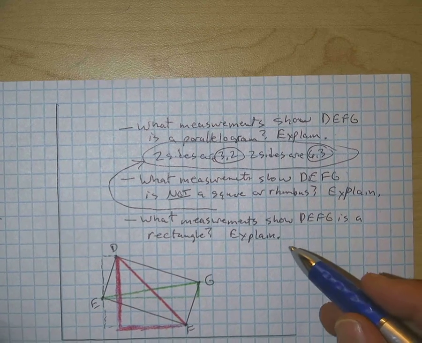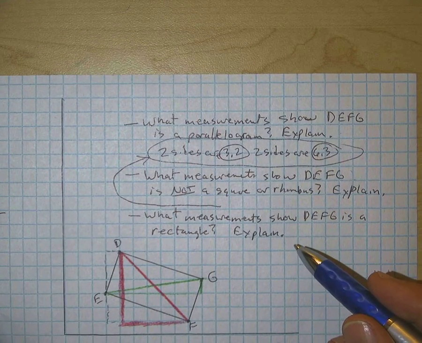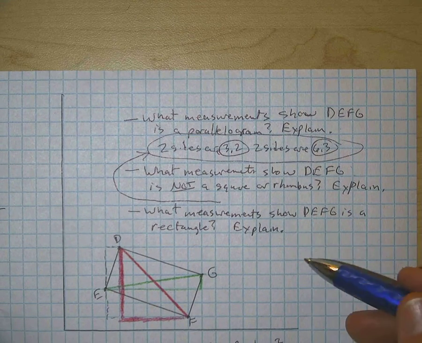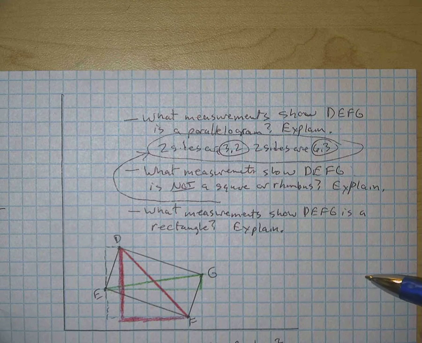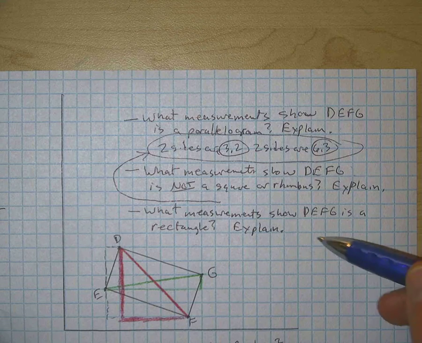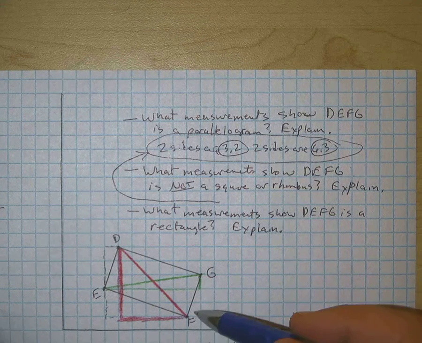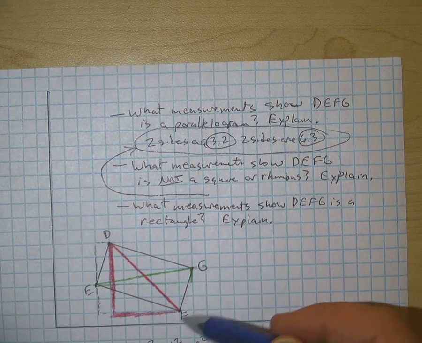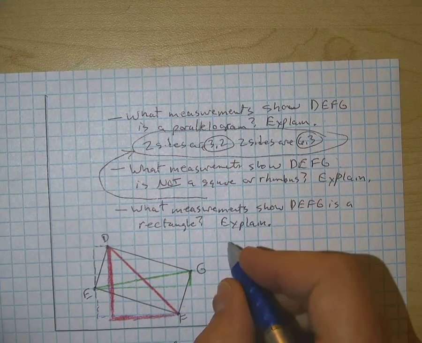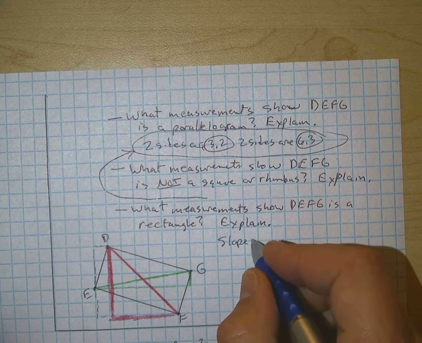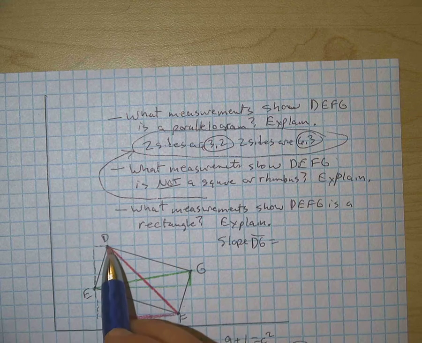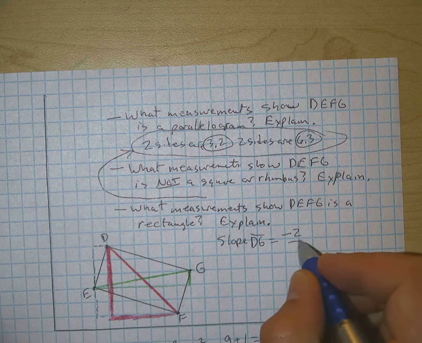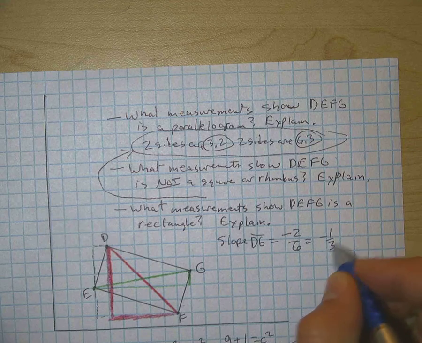All right, finally, we know that opposite sides are congruent, but I want to figure out what makes this a rectangle. Well, I know the opposite sides are congruent, which makes it a parallelogram, but to make it a rectangle, I would have to figure out the slopes of the sides. Slopes of the sides should be opposite reciprocals of each other to be a right angle. So here, if I figure out the slope of D to G, it goes down 2 to the right 6. So it's negative 2 over 6, which reduces to negative 1 over 3.